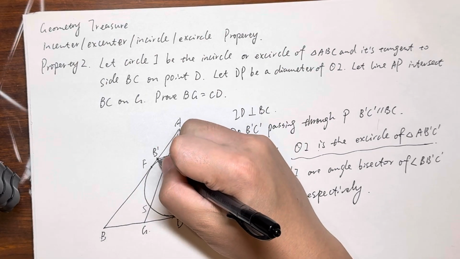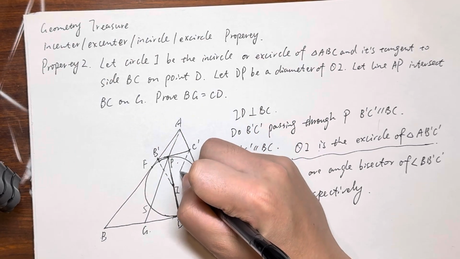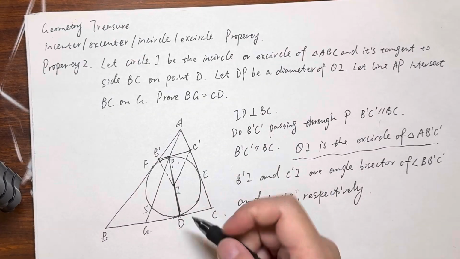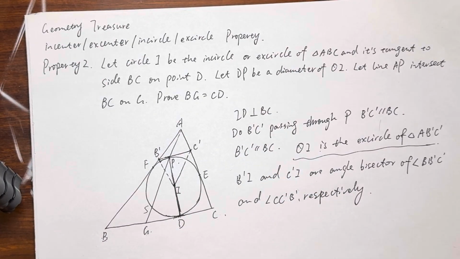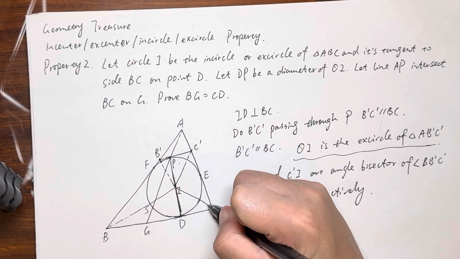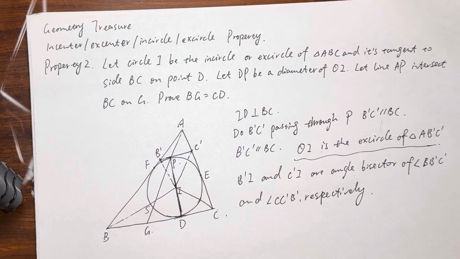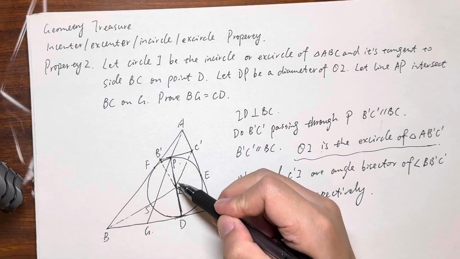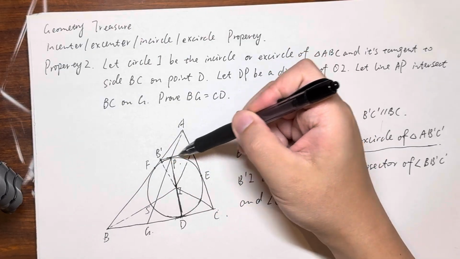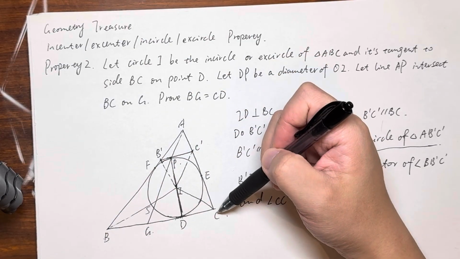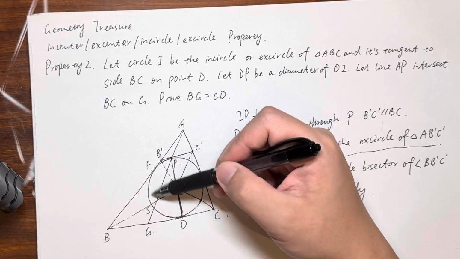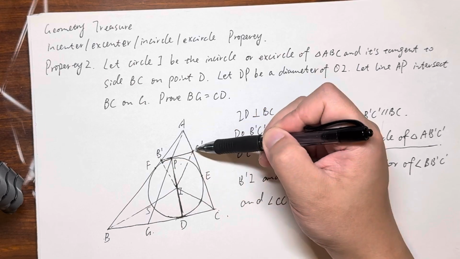So we can connect B prime I and C prime I. And remember that circle I is an incircle of the triangle ABC, so we can connect BI and CI. What we get here? We know that this is 90 degrees, this is 90 degrees, right? This is easy to prove because B prime C prime is parallel to BC, and because circle I is the excircle of the triangle A B prime C prime.